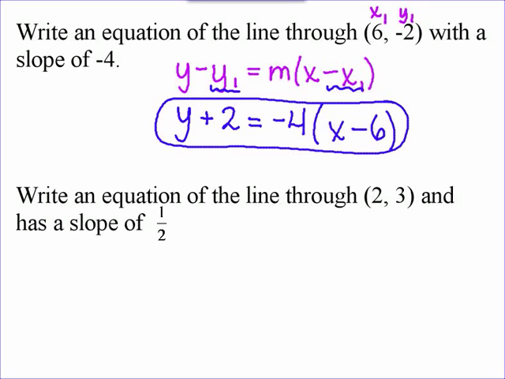Alright, so what do we think it's going to look like? Y minus 3 equals 1/2. There you go, that's it. Point-slope form.